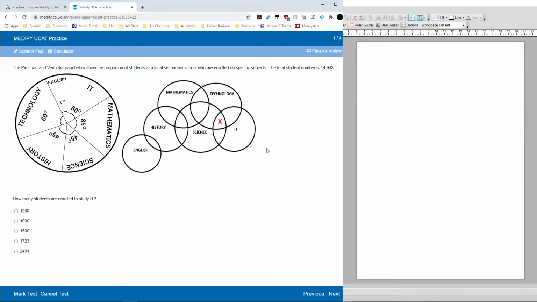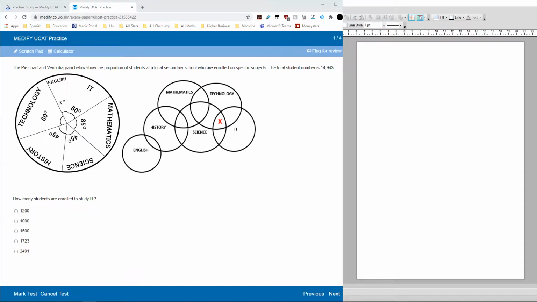Okay, so now moving on to pie charts and Venn diagrams. The pie chart and Venn diagram below show the proportion of students at a local secondary school who are enrolled in specific subjects. My total student number is 14,943. So how many students are enrolled to study IT?